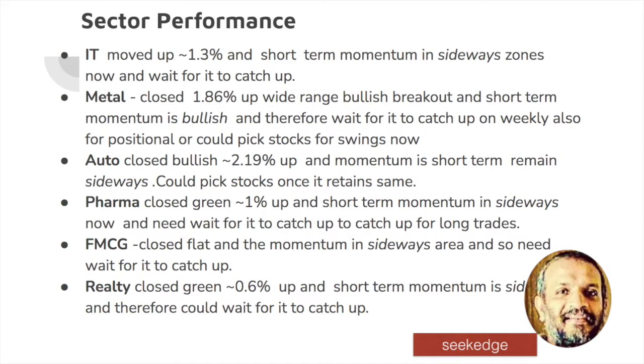So that's index sideways. Sectoral performance: IT moved 1.3%, metal moved 1.86%, auto moved 2.19%, pharma 1%, FMCG closed flat, realty closed 0.6%. So except FMCG, all sectors have performed with more than 1% or near 1% up move, and the momentum is sideways now for all the major sectors, except metal, which is having a short-term bullish momentum. So you could go for swing trades since the short-term momentum is bullish, or positional trades, for which the weekly momentum also has to be bullish.